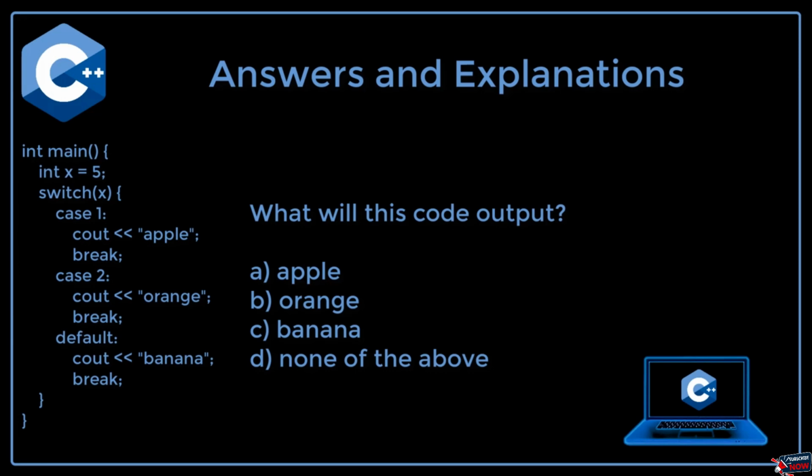The second question asks us what the code will output. We are given an int variable named x assigned a value of 5. Then comes a switch statement checking the value of x. The first case checks if x is 1. Since it isn't, we move to the next case. X is not 2, so the default statement gets hit. Banana is output to the console, and then the break keyword is hit, exiting the switch statement. So the correct answer here is banana.